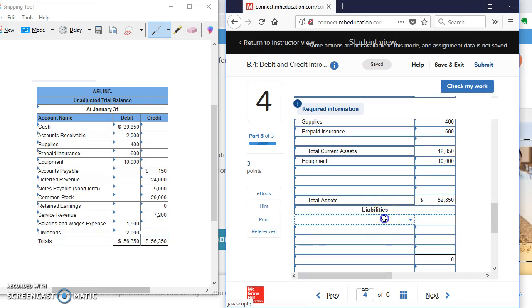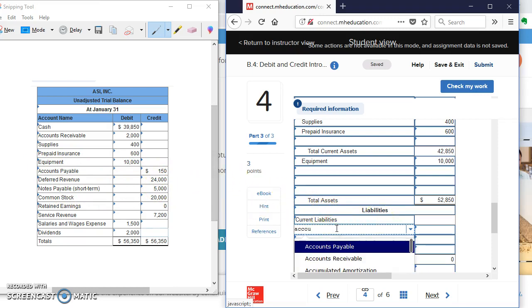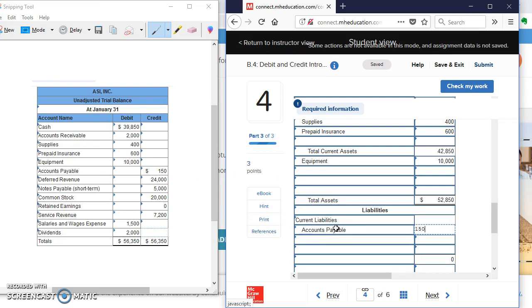Let's classify our liabilities. I'm going to go current liabilities as my first section. And if you look at your trial balance, you have 3 liability accounts: accounts payable, deferred revenue, and notes payable. Accounts payable is always a current liability. We're hoping that we should be paying our bills within a month or so, which is less than a year. Same rule on current liabilities: are you going to pay or earn up the liability within a year?